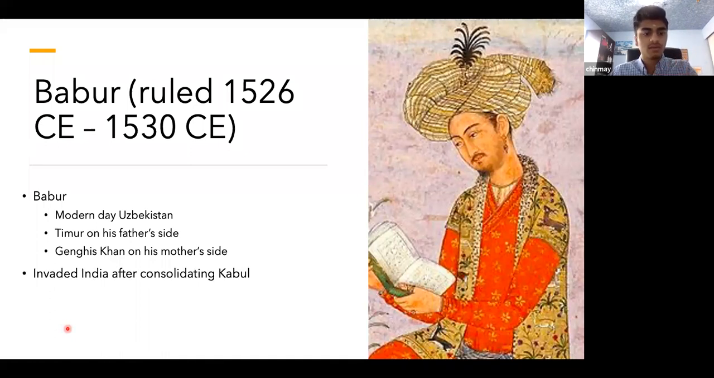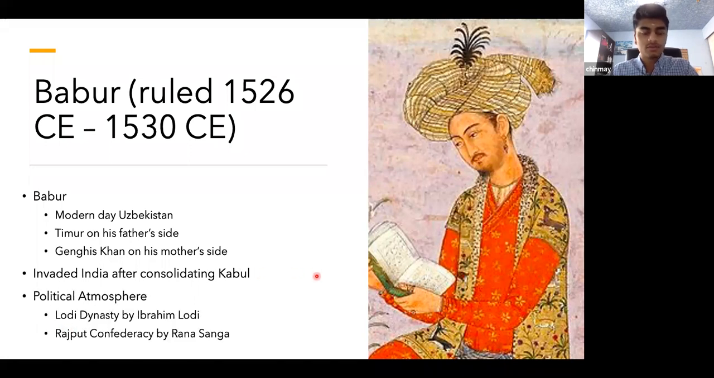So first, Babur came from Uzbekistan and he consolidated Kabul in present-day Afghanistan. And after consolidating Kabul, he then made his move into entering India. So the political atmosphere of the time was the two main powers in the north were the Lodi dynasty of the Delhi Sultanate by Ibrahim Lodi and the Rajput Confederacy.